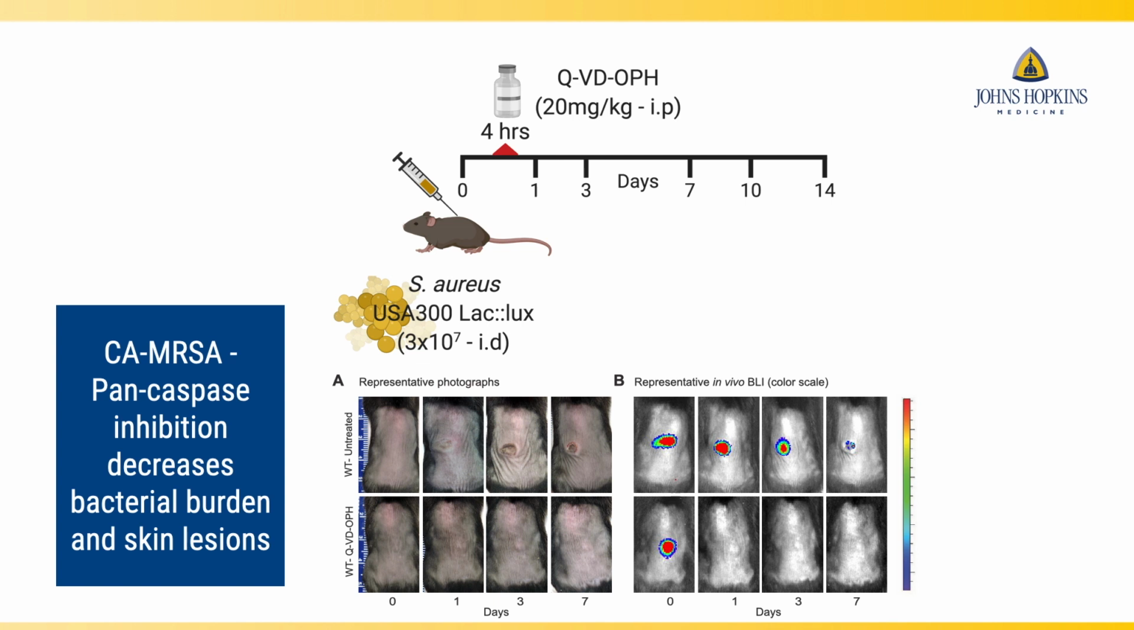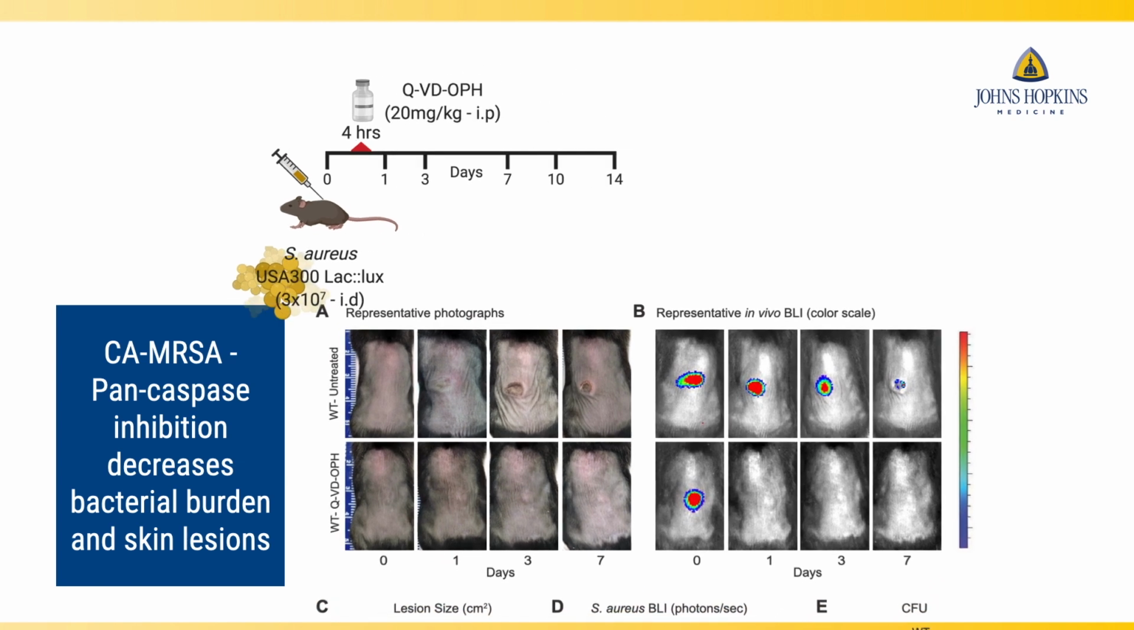Black 6 mice, backs were shaved, and a community-acquired USA 300 bioluminescent MRSA strain was injected intradermally. After 4 hours post-injection, the inhibitor was injected intraperitoneally, and mice were imaged for bioluminescence for the bacterial load, and digital photographs were taken to measure the skin lesions over a time course of 14 days.